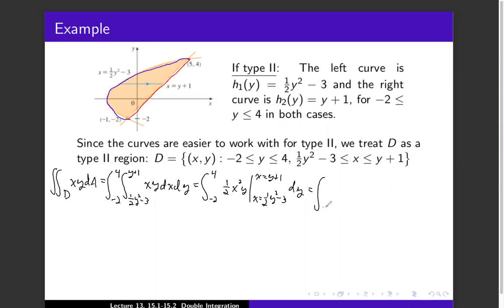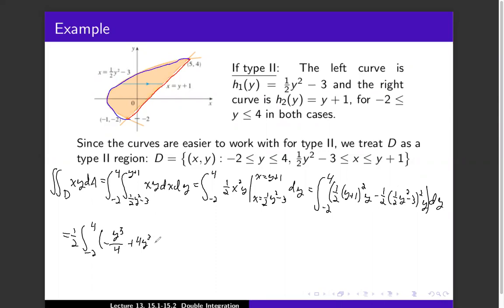Doing that out is going to give us the integral from -2 to 4 once again of 1/2 (y plus 1) squared times y minus 1/2 (y squared minus 3) squared times y, all of this dy. And again, once you do all that algebra out, it's a little annoying, but it's not terrible. This becomes 1/2 integral from -2 to 4 of negative y to the 5th over 4 plus 4y cubed plus 2y squared minus 8y dy.